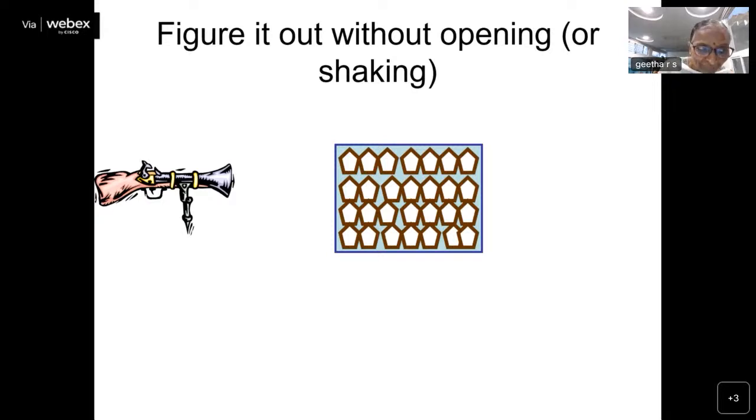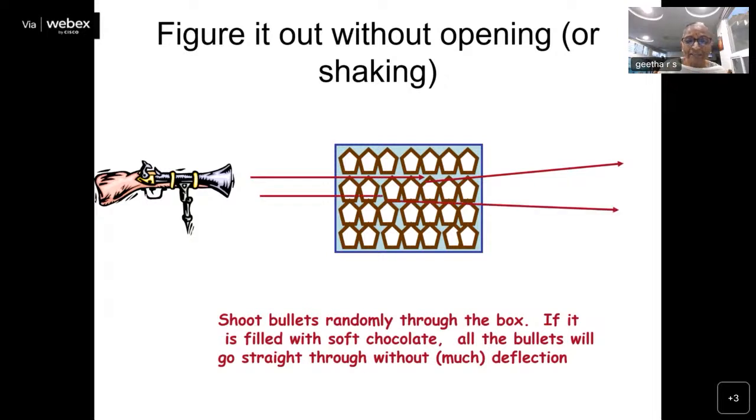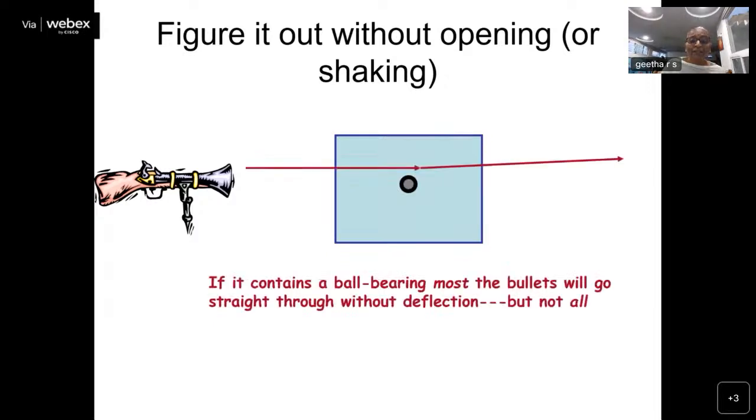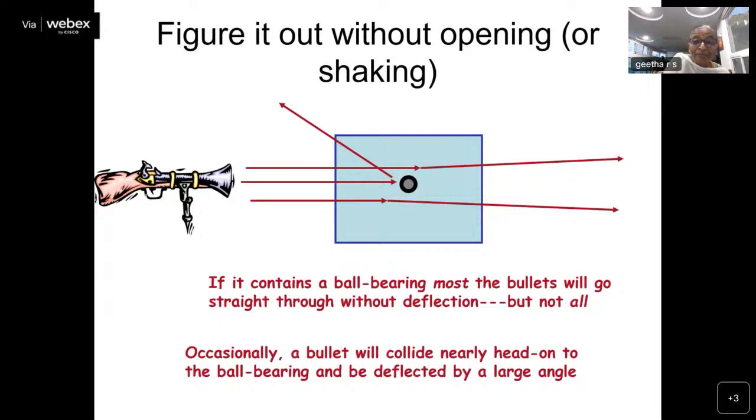Now you cannot open the box, because we are not even looking at it. What we have is only an idea. We are hitting it and seeing what comes out of it. So what is that now? You just shake. So shoot bullets randomly, and if it is filled with soft chocolate, all the bullets will go straight without much deviation. But if it is a ball bearing, most of them will go straight through without deflection, but not all. Because when it comes very close to the nucleus, or you can say that ball bearing, this is one imagination now, that's it.